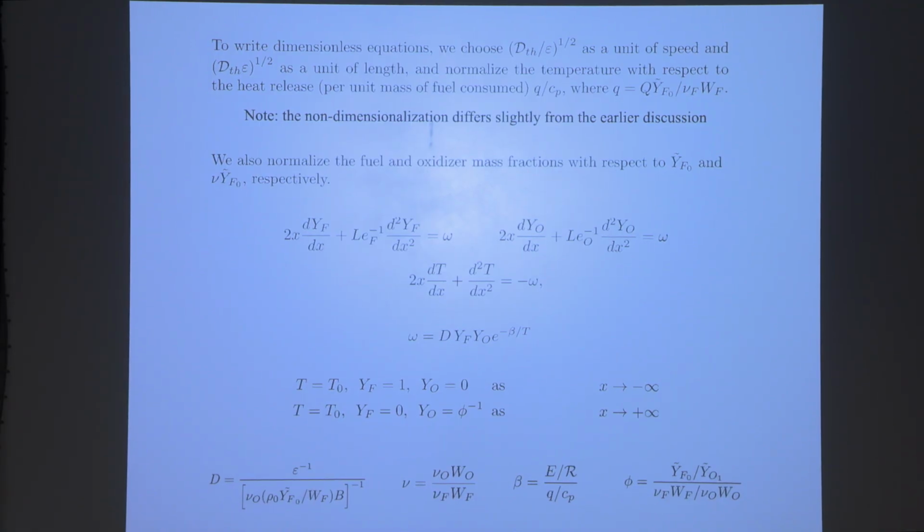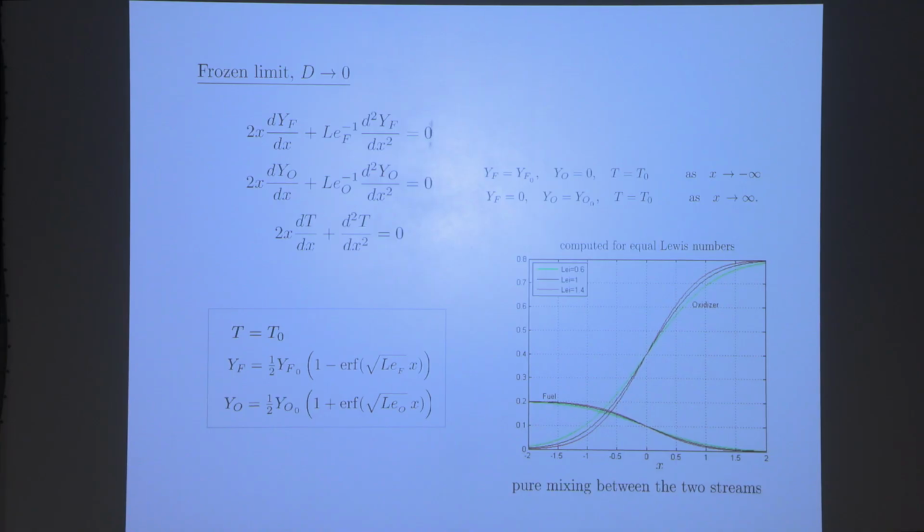The parameters are the Damköhler number, which is related to the inverse of the strain rate. Okay? You change the flow, you change the strain rate, you change the Damköhler number. All the other parameters are very similar to what we discussed yesterday. The first limit is D goes to 0, or D equal to 0, if you like. Often it is referred to as the frozen limit. Frozen in terms of chemistry is frozen.